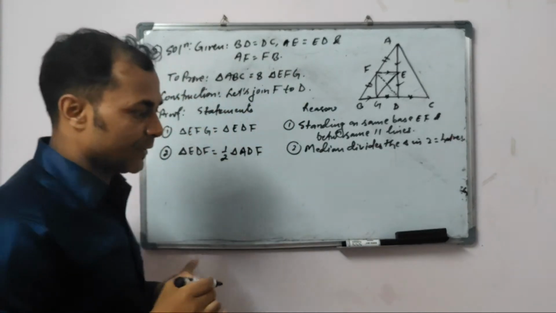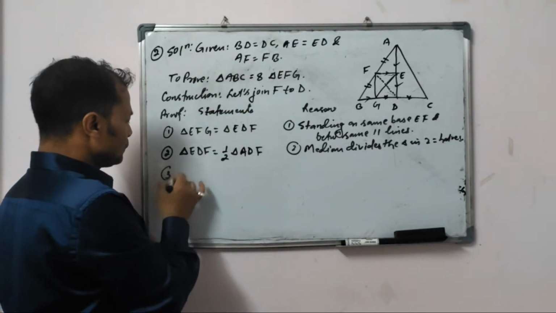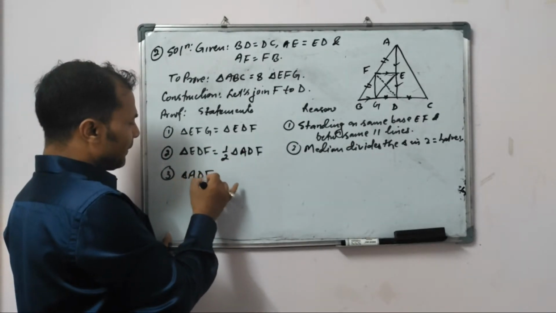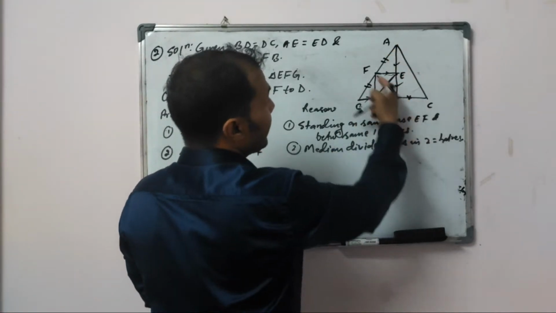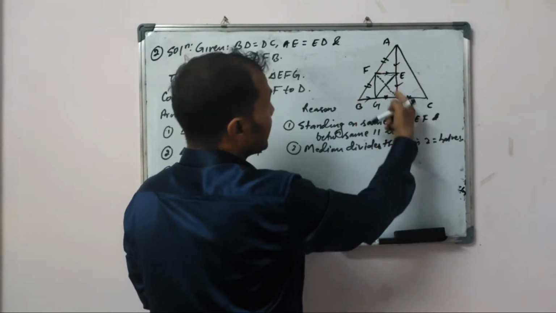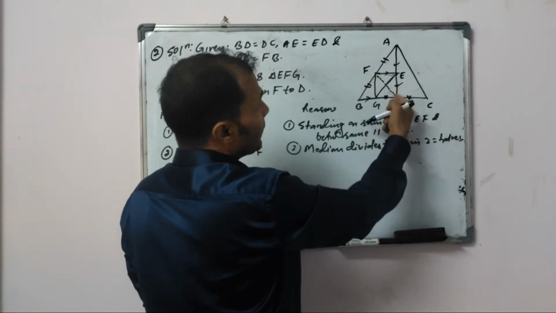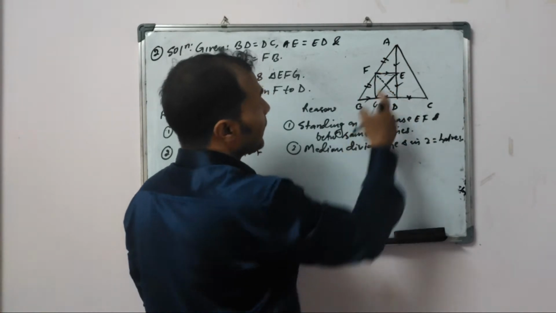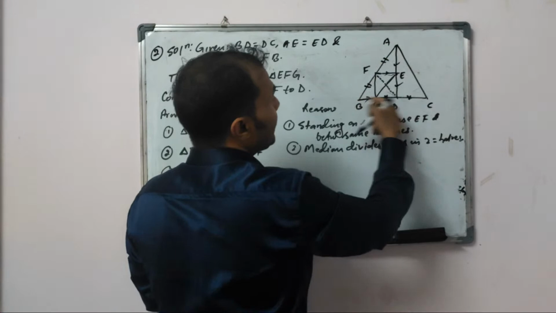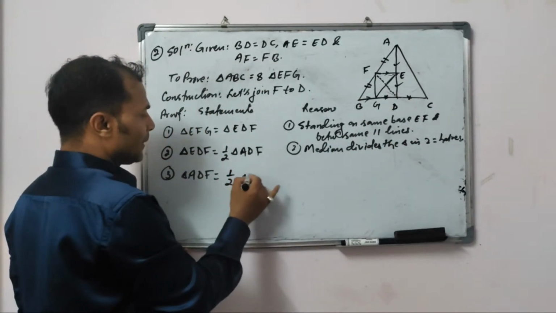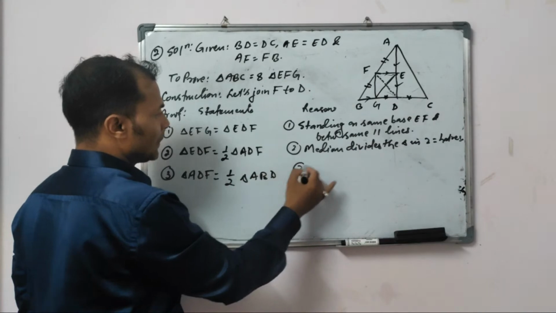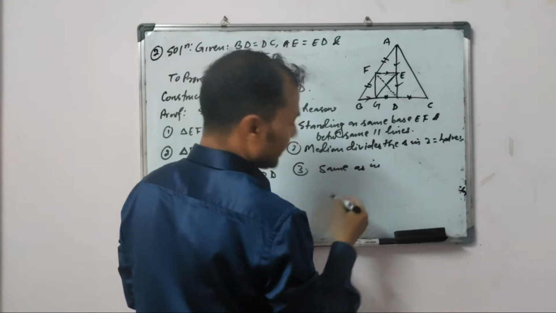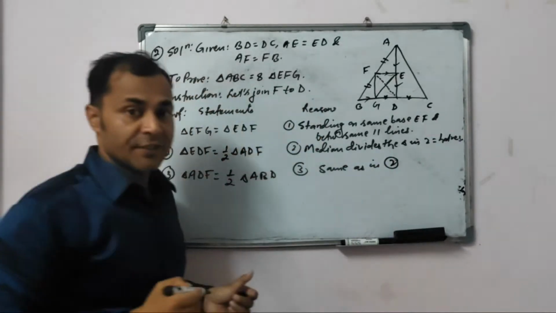Okay, hope you guys are understanding this. Now in number 3 again. Now let's see triangle ADF again. In this triangle, this is the median, right? Since this is the midpoint, this is the median. So if this is the median, then this triangle and this triangle will be equal again. It means AFD will be half of triangle ABD. Same as in 2.